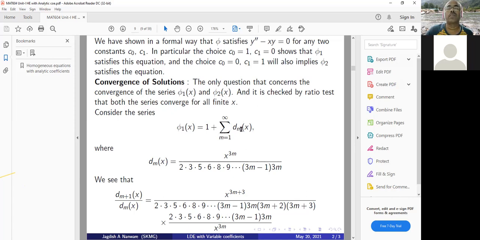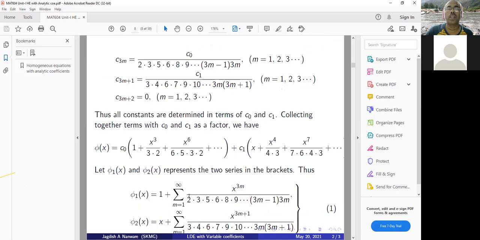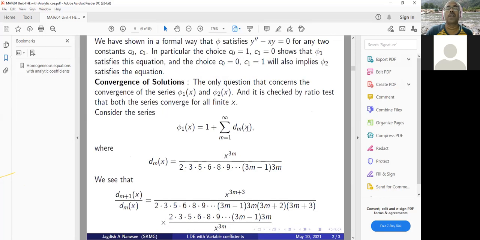phi1 of x as this one. So dm of x, okay? So I am taking this series, but I am denoting this by dm and this term by dm plus 1, right? See here, dm of x is this one, and dm plus 1 will be, just replace this m by m plus 1. So you will get this series.